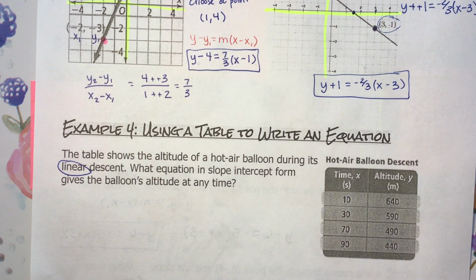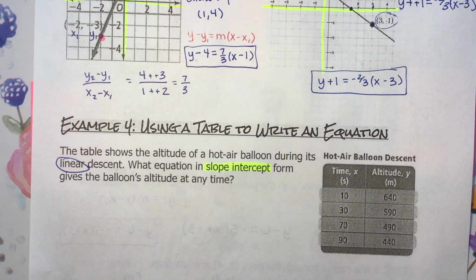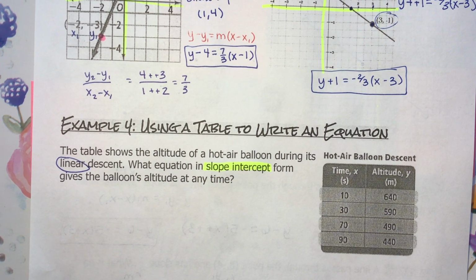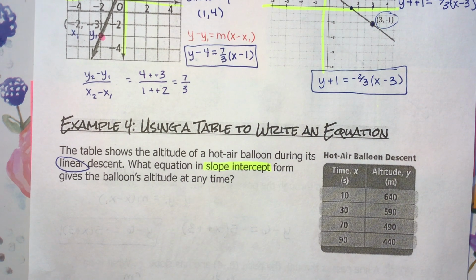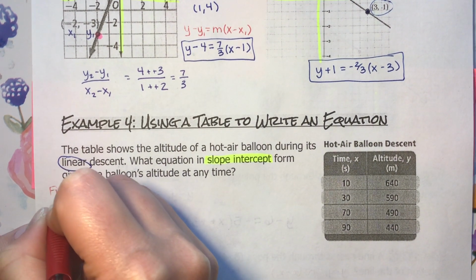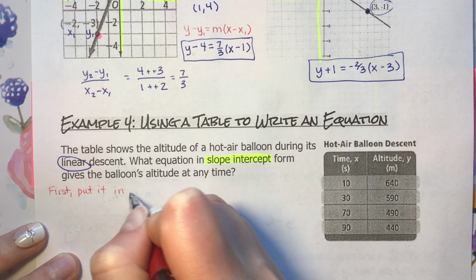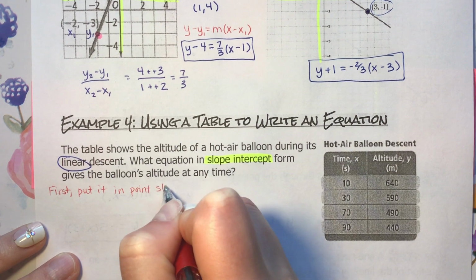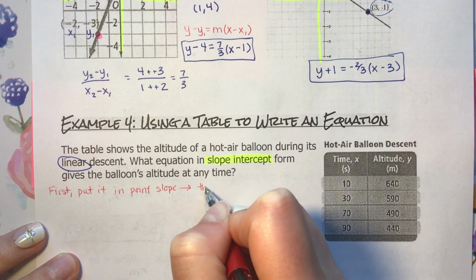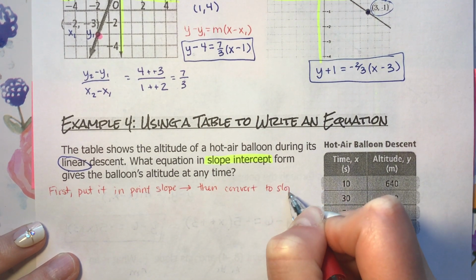Pay attention to what it's asking. Slope-intercept form. It doesn't want point slope. The thing is, though, we might need to put it in point slope first and then convert it to slope-intercept. So that's what I'm actually going to say. So first, put it in point slope, then convert to slope-intercept.